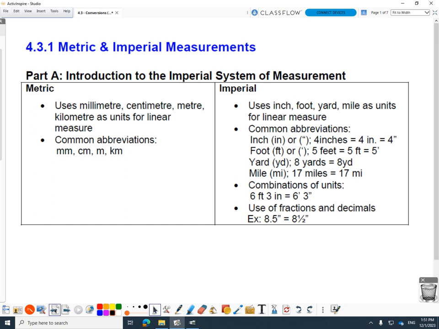Okay? Somewhere along the way, somebody went, hold on. Let's use our brain a little bit and use something easier to work with. And that's what you learned in school, the metric system. A little easier to work with. It uses millimeters, centimeters, meters, and kilometers for linear measurements. Common abbreviations are mm for millimeters, cm for centimeters, m for meters, and km for kilometers.